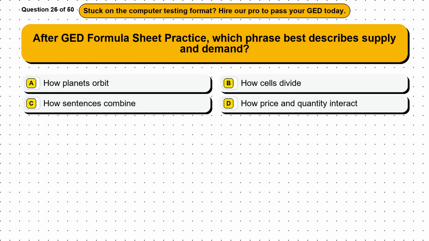Question 26. After GED formula sheet practice, which phrase best describes supply and demand? Option A. How planets orbit. Option B. How cells divide. Option C. How sentences combine. Option D. How price and quantity interact.